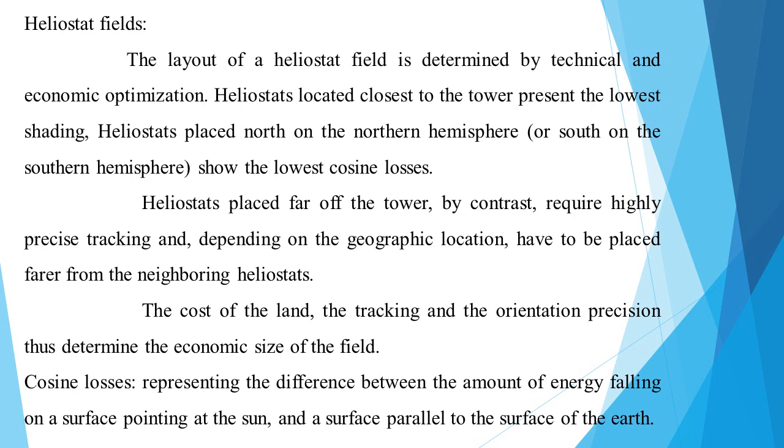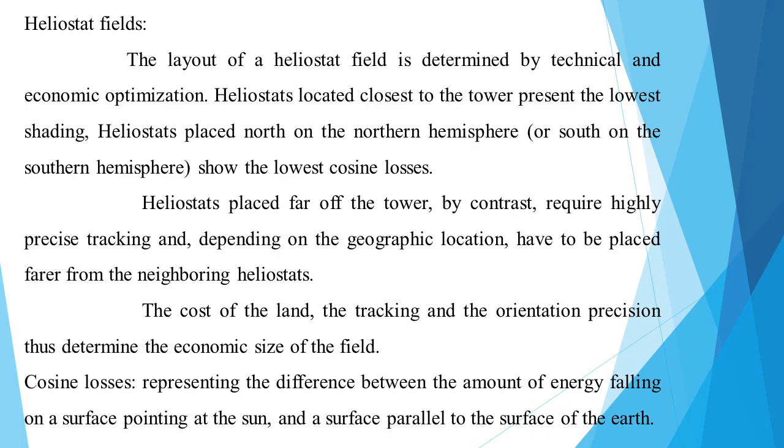Heliostat fields. The layout of a heliostat field is determined by technical and economic optimization. Heliostats located closest to the tower present the lowest shading. Heliostats placed north on the northern hemisphere or south on the southern hemisphere show the lowest cosine losses. Heliostats placed far off the tower, by contrast, require highly precise tracking and, depending on the geographic location, have to be placed farther from the neighboring heliostats. The cost of the land, the tracking and the orientation precision thus determine the economic size of the field.